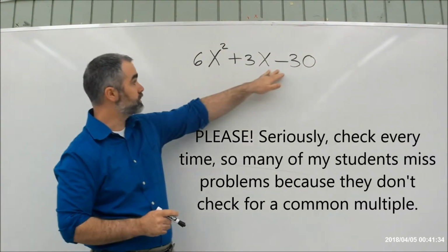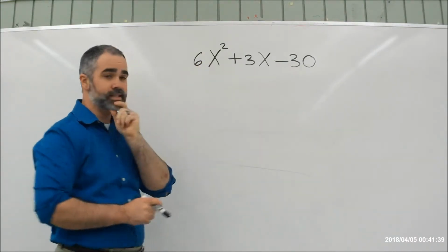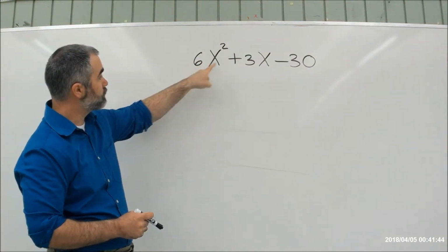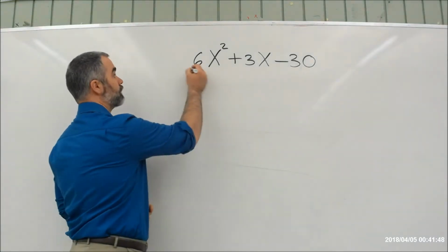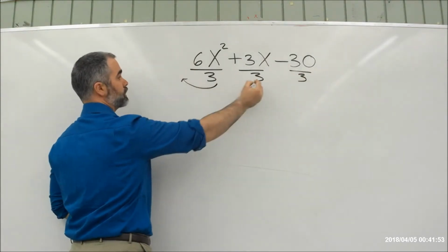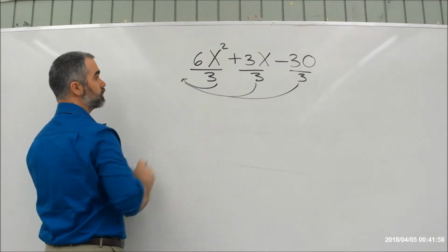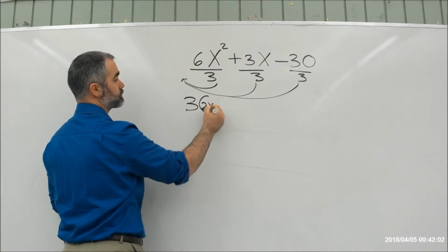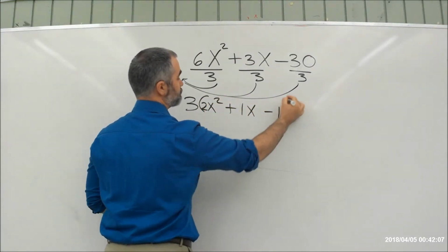All right, so we're going to take a look at this one right here. 6 is divisible by 2, but 3 isn't. So we can't use 2. Let's check 3. 6 is divisible by 3, 3 is divisible by 3, and 30 is divisible by 3. So we're going to factor out 3 from everything. Again, undistributing that 3. If we do that, we're left with 3 times 2x squared plus 1x minus 10.